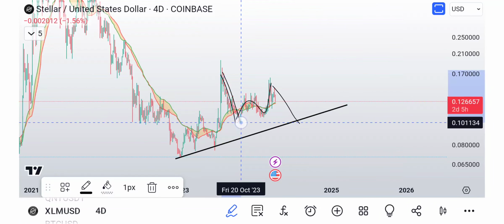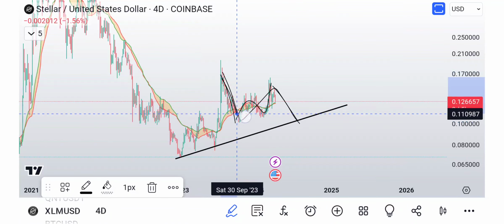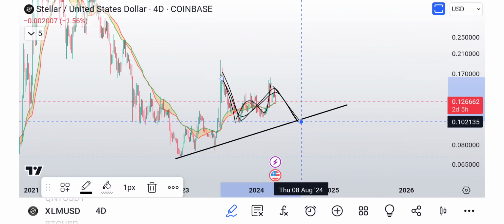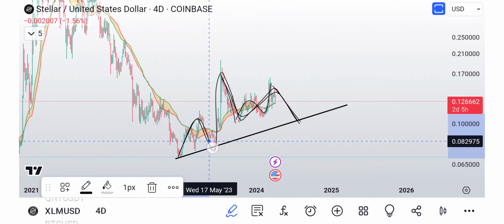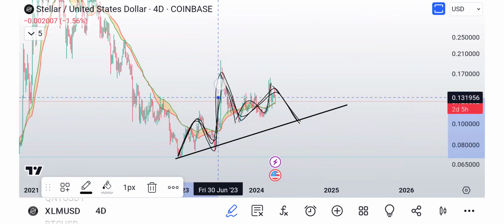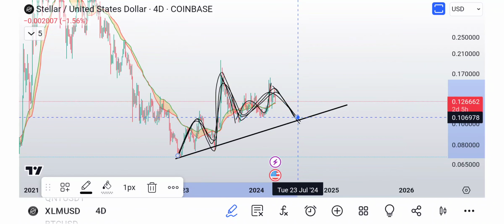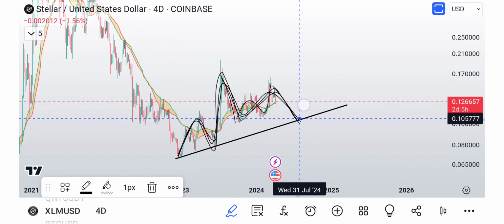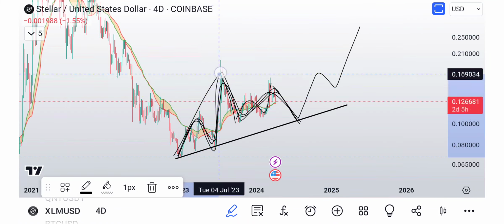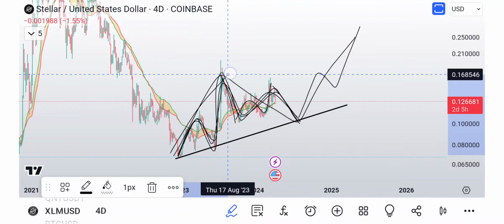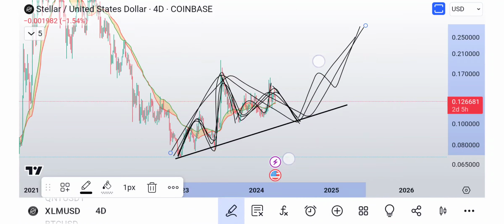So it would be 1, 2, 3, so an A, B, C, right? So it would be A, B, C, so 1, 2, 3, right? And then A, B, C down, and then we get to this trend line, and there would be another move back up. So maybe W, X, Y. Then the whole thing would be a bigger three-way move, right?